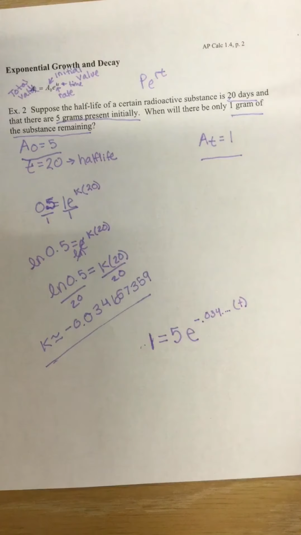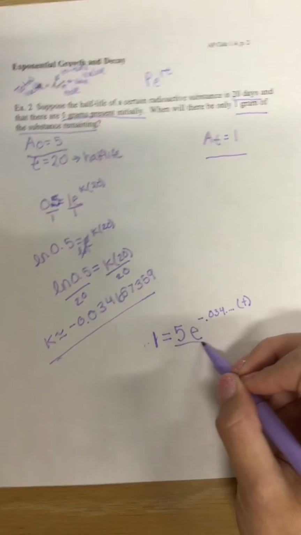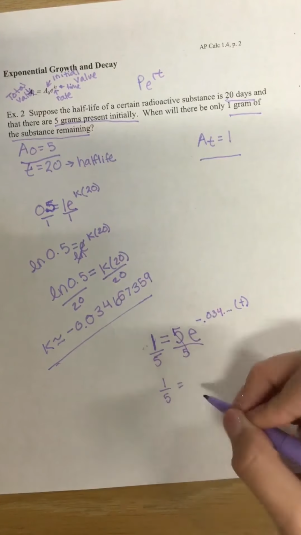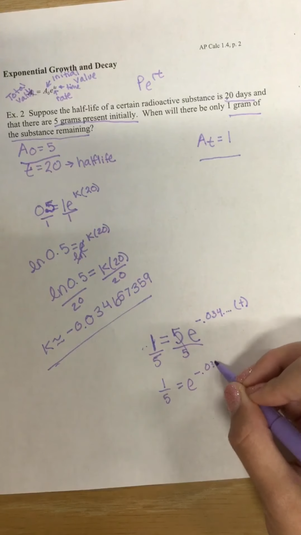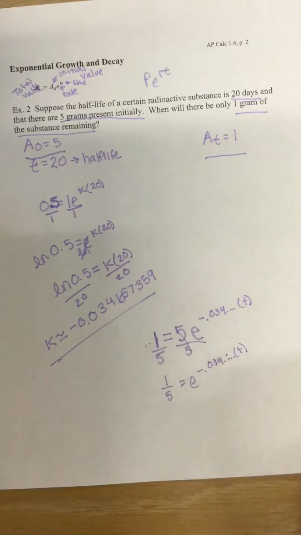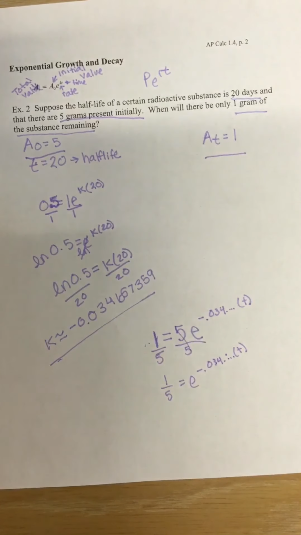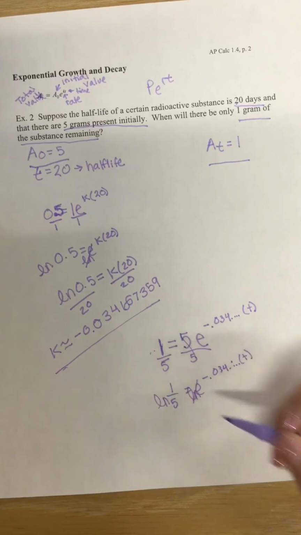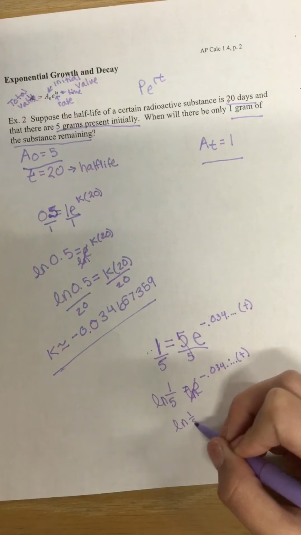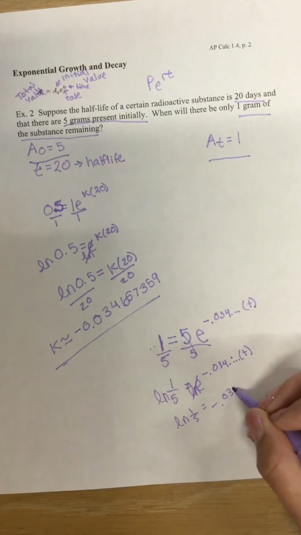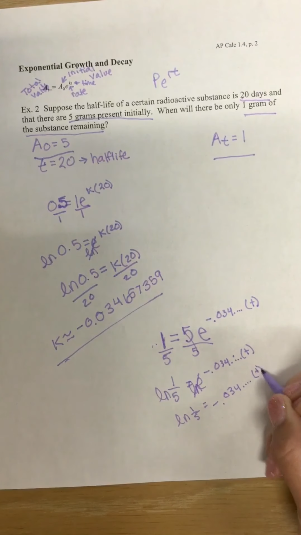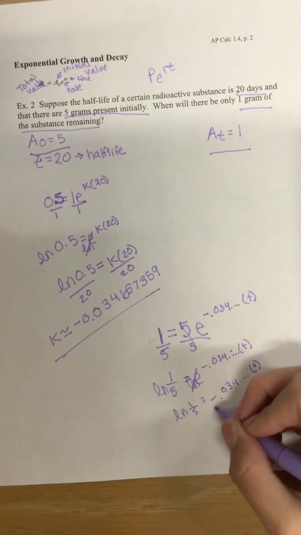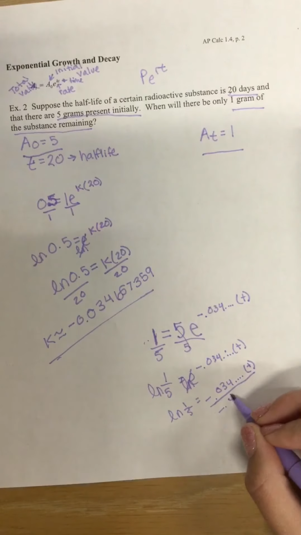But I don't know my time. And so now I can actually just go back in and I can solve. I want to get e by itself, so I divide by 5. I get 1/5 equals e to the negative 0.034... times T. I'm writing that so I remember to plug it in correctly into the calculator. And now to do the opposite of this, I have to do ln to get rid of the e. So I have ln of 1/5 equals negative 0.034... T. So I'm going to divide by this k value.